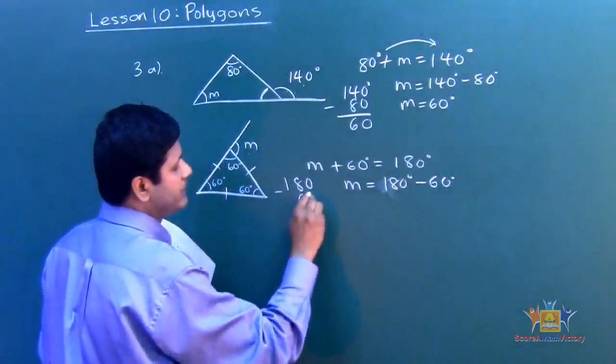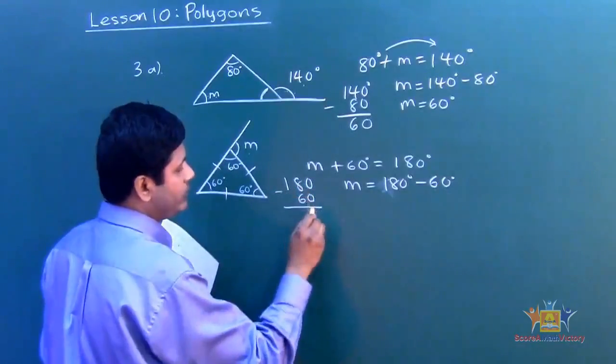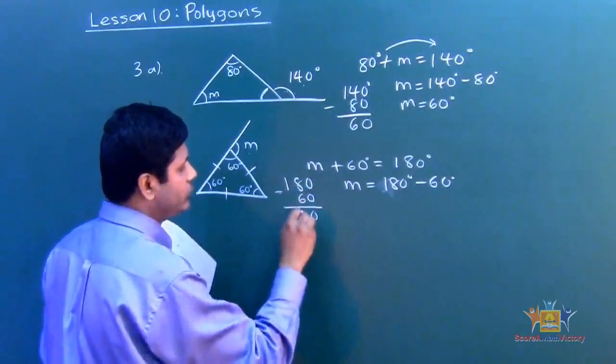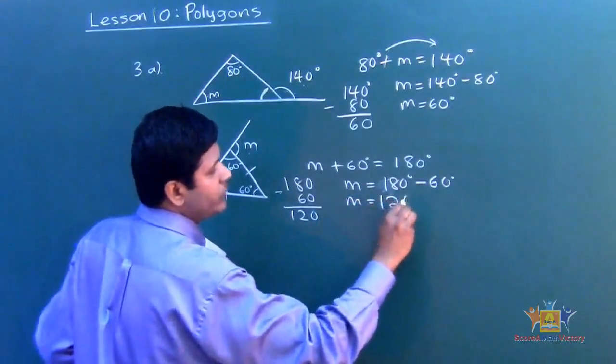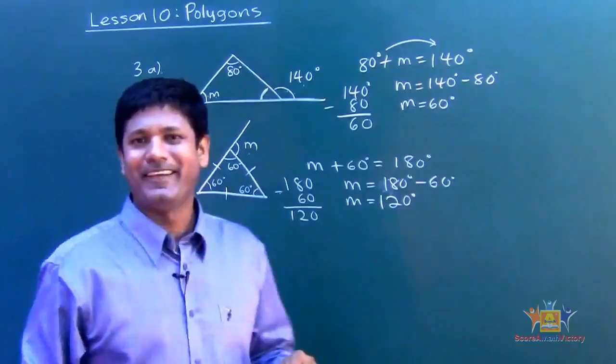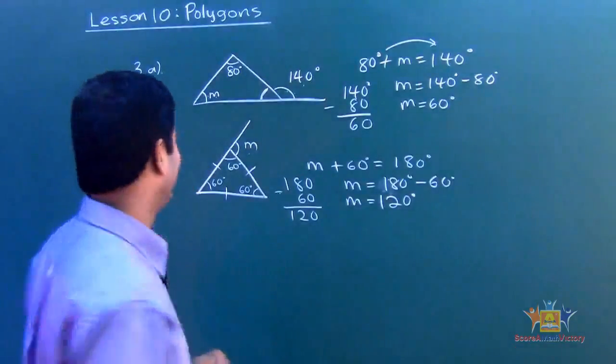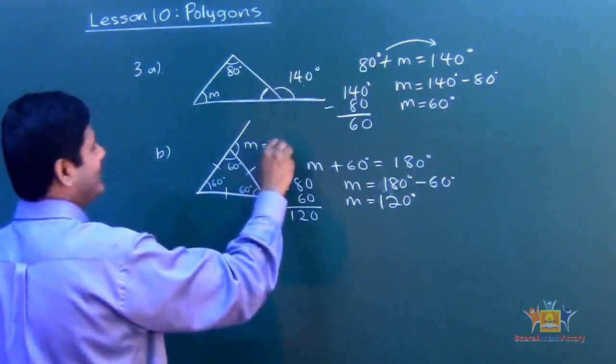180, line it up with 60. 0 minus 0 is 0. 8 minus 6 is 2. And then you just bring 1 down. So M equals 120 degrees. Right there. Okay, so this is 120 degrees.